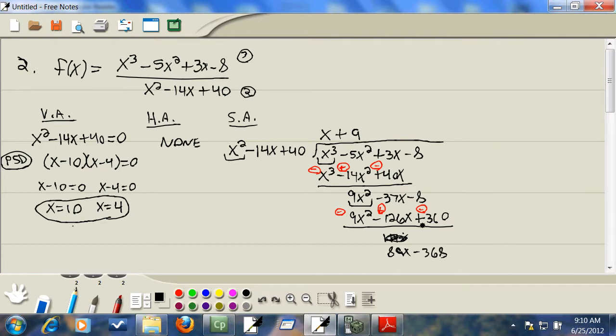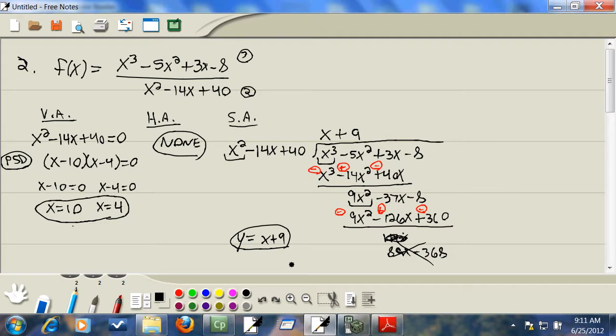Now the reason why I said it doesn't matter is this degree is 1. The degree of the x squared up here is 2. When the degree of this is smaller, that's your remainder. And you always drop your remainder off. So your slant asymptote is y equals x plus 9.